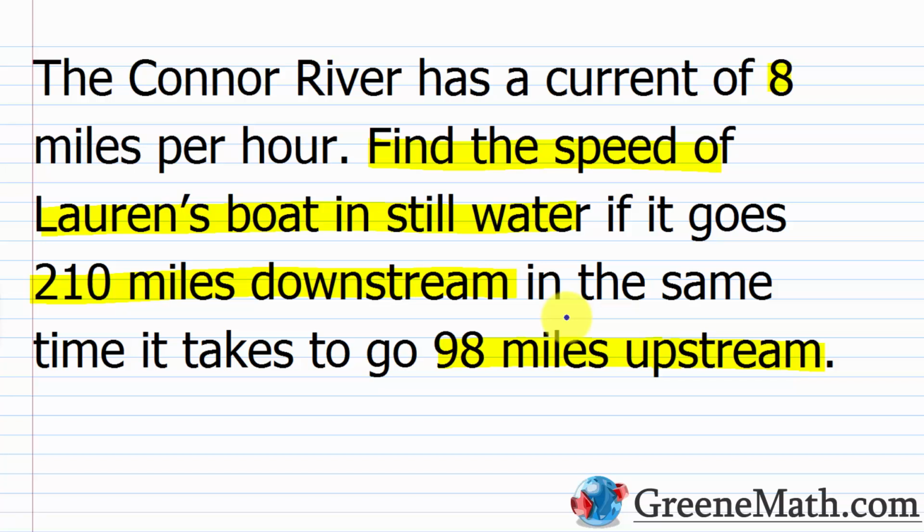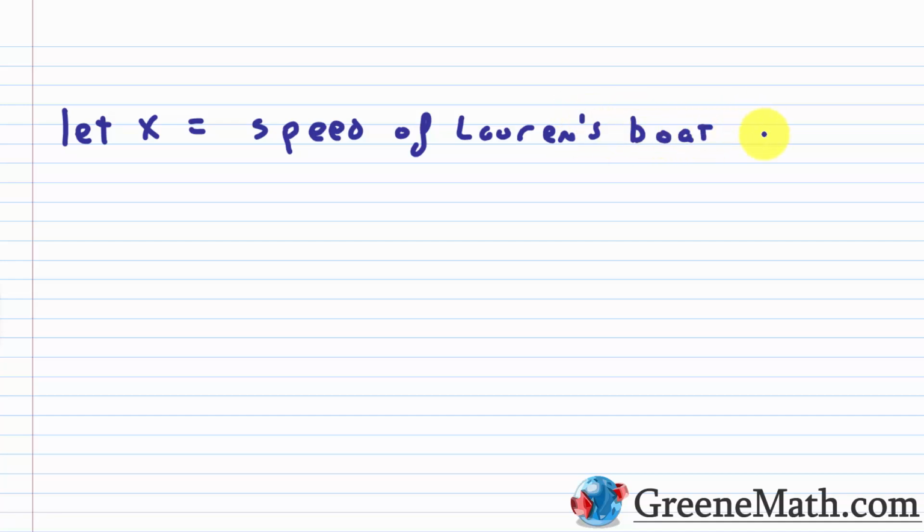For right now, our next step is to assign a variable to represent the unknown. Our unknown here is the speed of Lauren's boat in still water. So I'm just going to let x be equal to that. So let's let x be equal to the speed of Lauren's boat in still water. Okay, so that's water with no current.